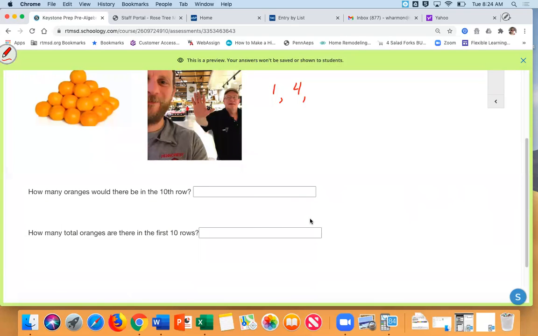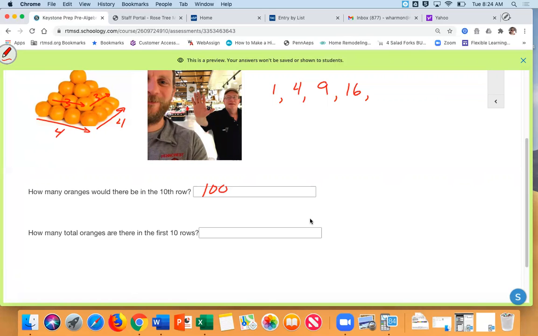9. Everybody see a pattern? What about this row? 16. Well, look at this. Here's the pattern. How many are here? 4. How many are here? 4. What's 4 times 4? 3 times 3? 9. So how many oranges would be in the 10th row? 100.